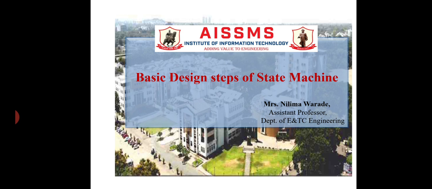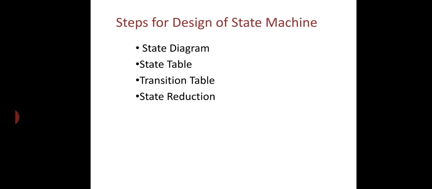Today, I will be discussing the basic design steps of a state machine. The steps for the design of state machines are state diagram, state table, transition table, and state reduction. To understand the state machine, or precisely the finite state machine, one must understand its different design steps, which are as mentioned in this slide. So let's start with the design steps one by one.